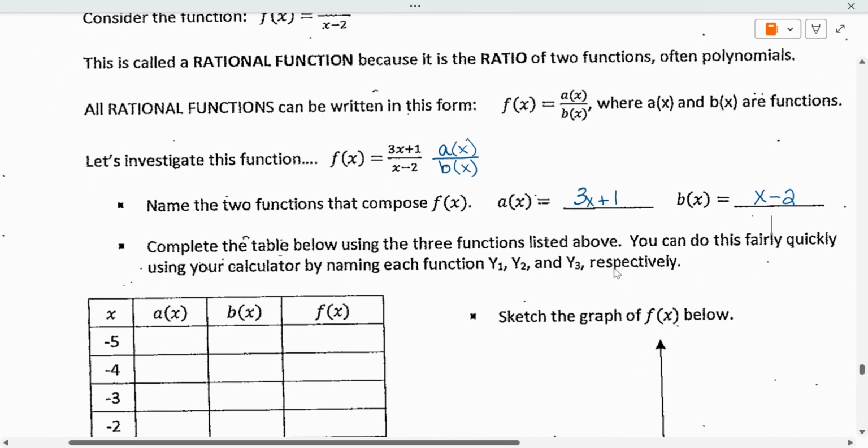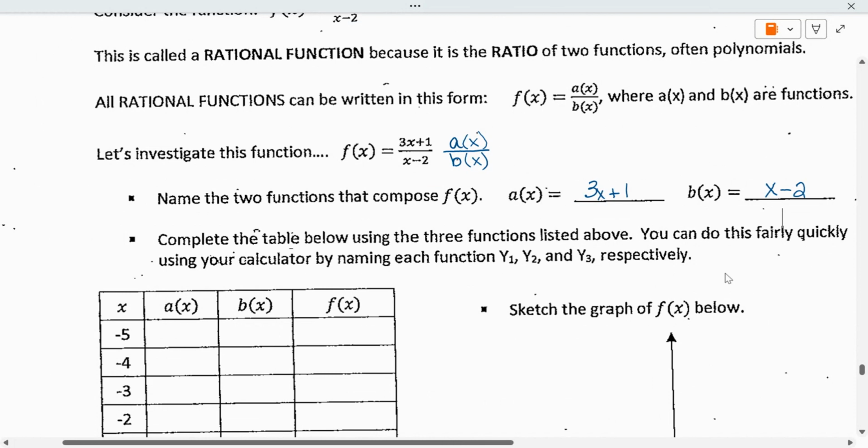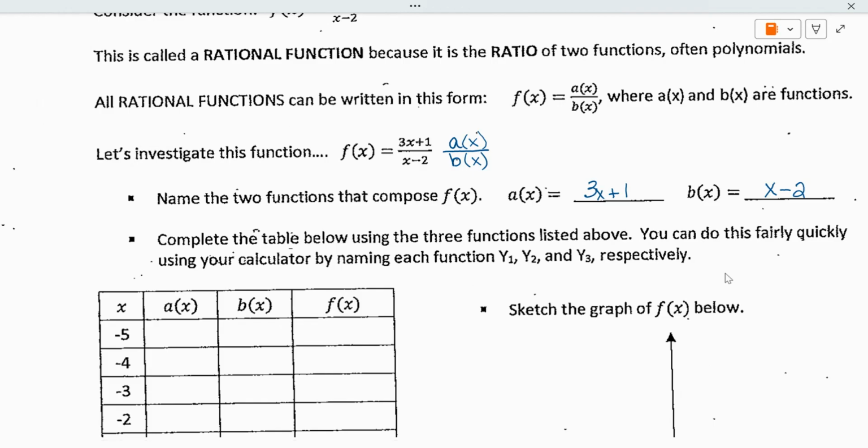So it says complete the table below using the three functions listed, and you can do this very quickly using your calculator. So everybody grab their calculator. We're going to put all three functions in our calculator. So go to y equals. Pick up your calculator. Go to y equals. I would probably hit clear first.